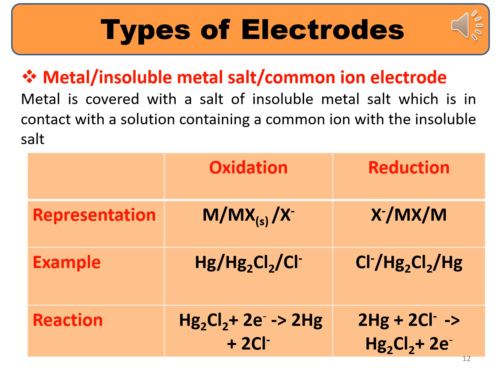For example, if we consider the oxidation reaction of the calomel electrode, Hg2Cl2 plus 2 electron giving 2Hg plus 2Cl minus, the representation is Hg/Hg2Cl2/Cl minus. And if we consider the reduction reaction of the calomel electrode, like 2Hg plus 2Cl minus giving Hg2Cl2 plus 2 electron, the representation is Cl minus/Hg2Cl2/Hg.